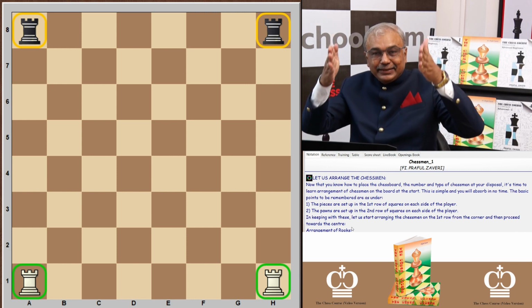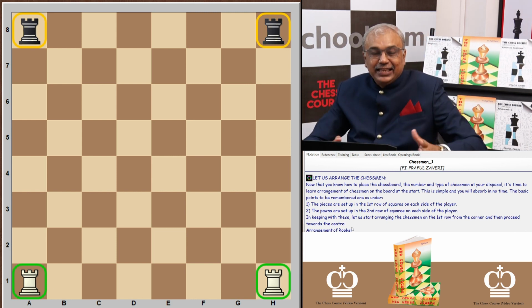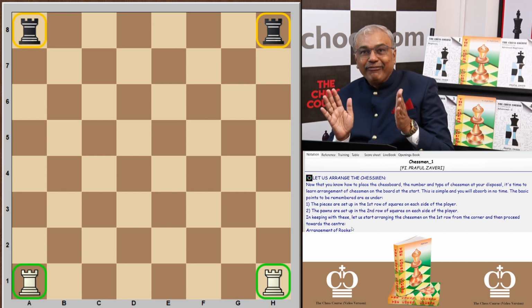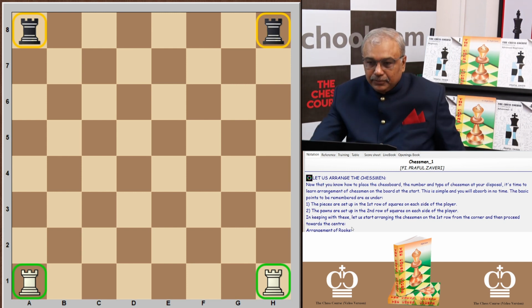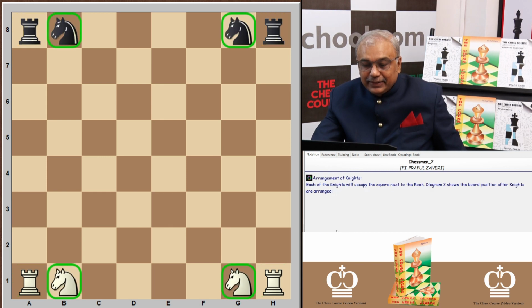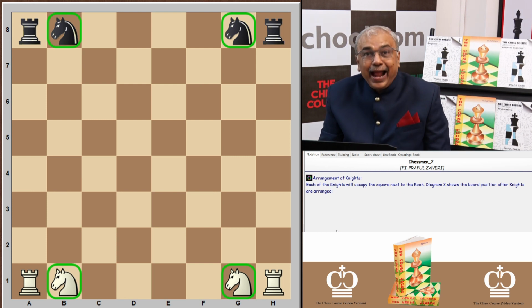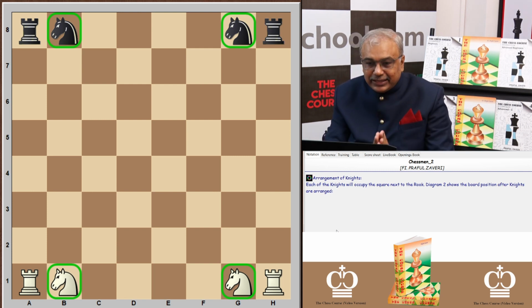So they face perfectly against each other. It is not distributed unevenly. It's a perfect arrangement. Going ahead, which is the next piece that we need to arrange? Well, these are knights. So after rook comes the knight.